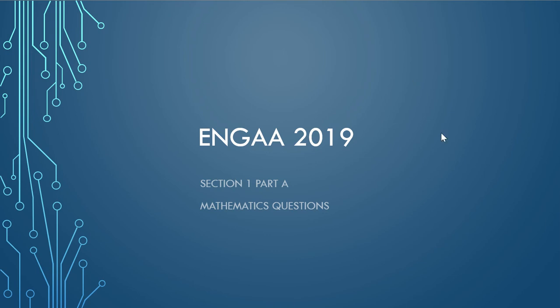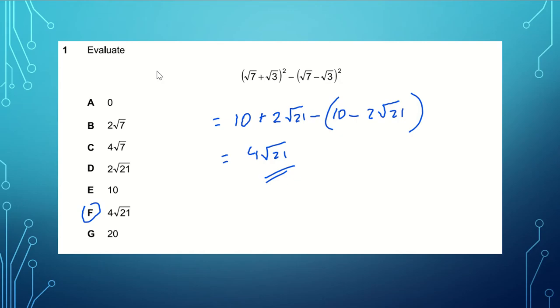Okay, let's take a look at ENGAA from 2019, Section 1, Part A Mathematics questions. First question, a basic question to break the ice on this paper. Expand the brackets with surds in and simplify. Watch out for minus sign errors, and that simplifies like this.